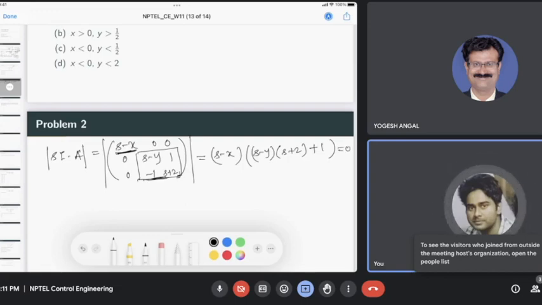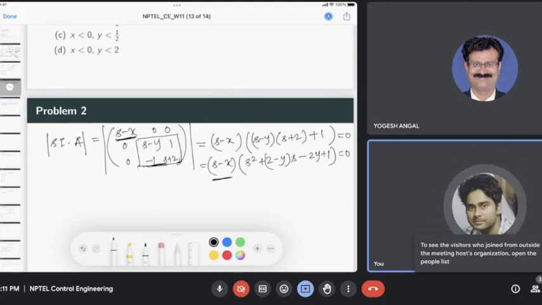So we just simplify it. We'll keep this x, and this will be s square plus (2 minus y) s minus 2y plus 1 equal to 0. Okay, so then the roots will be this and this.